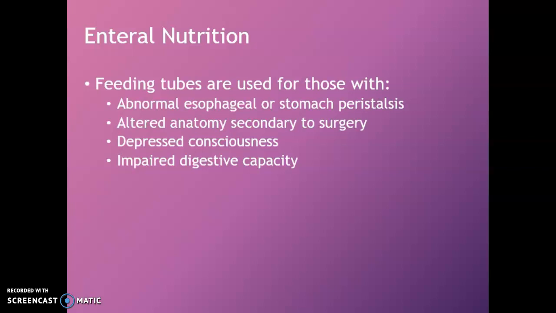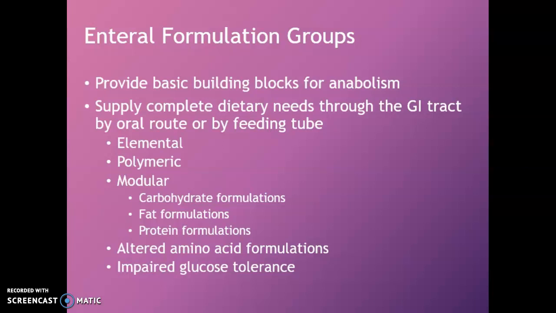The enteral route is considered superior for nutritional supplement, and because we know that the parenteral route is more direct, that seems a little bit odd to us. But when we think about the enteral route, there is far less risk of septic complications or metabolic complications. It is the most like digestion. So when we look at the enteral formulation groups, we know that these provide basic building blocks for anabolism. They supply complete dietary needs through the GI tract by an oral route or by the feeding tube.